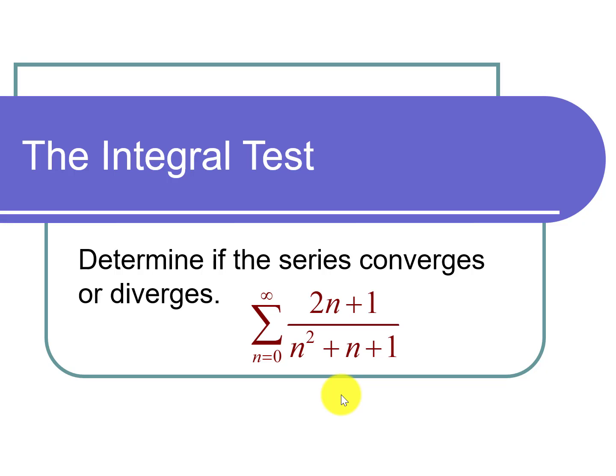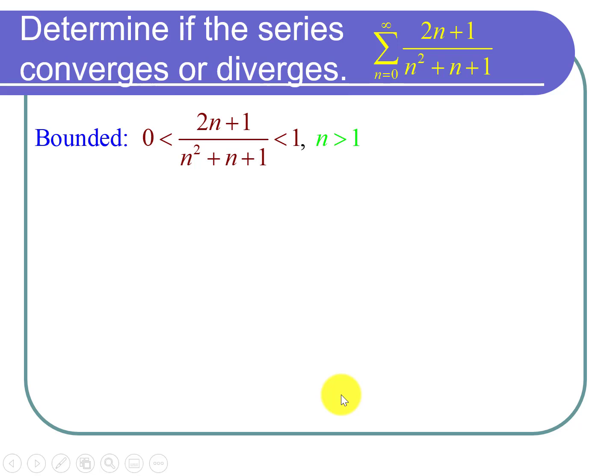But to use the integral test, we have to show that first, the function is bounded. So if we take (2n plus 1) over (n squared plus n plus 1), we need to make sure that's bounded. Well, first thing is that for all positive n, this is clearly not negative. There's no negatives here. So it's greater than 0. And in particular, if n is 0, we start at 1 and then we stay up.